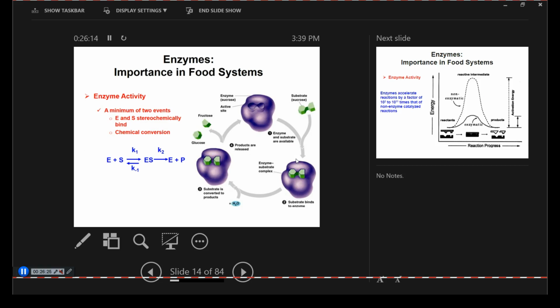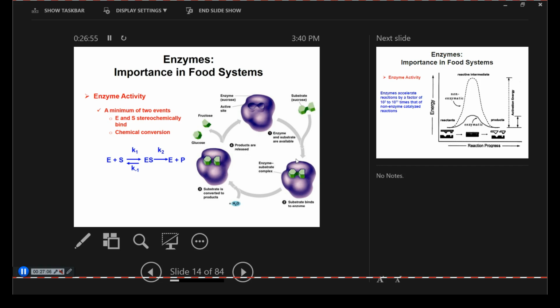So the minimum of 2 events happen. Actually, there are 3, but the minimum of 2 events is when enzyme binds to the substrate to give you the ES. And K1 is the rate of the first reaction. Then you have the second event where the ES converts to products and the enzyme is regenerated. K2 is the rate of that second event. The other event that could happen, and it's usually overlooked, is the ES actually dissociates back to E plus S.